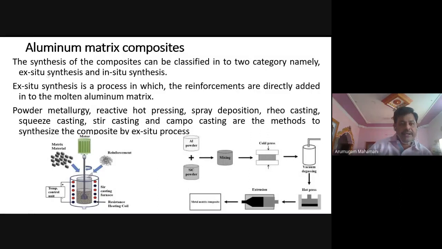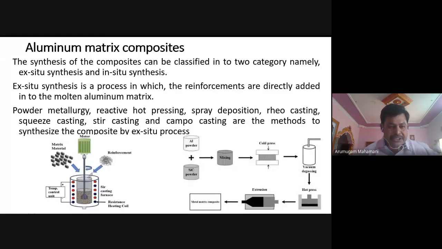Next slide. I come to aluminum-based composite. The aluminum-based composite you can synthesize in two ways, right? Two categories, namely ex situ synthesis and in situ synthesis. So ex situ synthesis is a process in which reinforcements are directly added into the molten matrix. So here I want to explain how the ex situ composites are made.